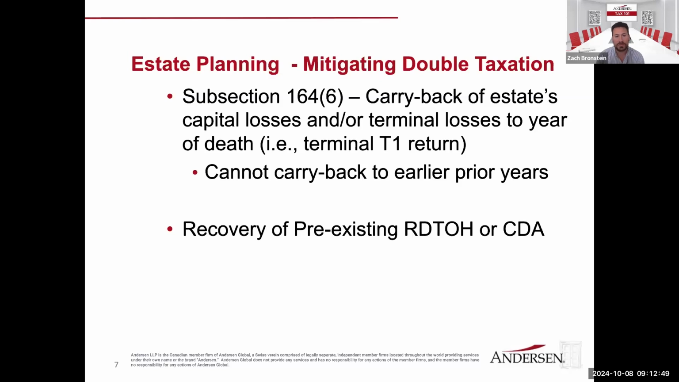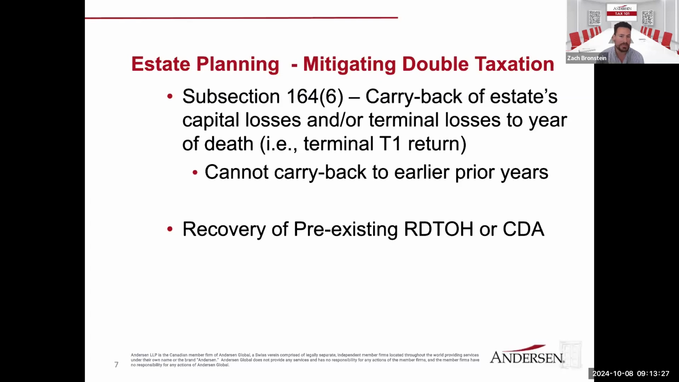And so the 164.6 loss carryback is a tax planning point and election that allows for the estate to carry back that loss against the capital gain on the final personal tax return, which is known as the terminal T1 return. And so that capital loss no longer becomes stranded in the estate. Instead, it can be utilized against the capital gain on death due to the deemed disposition. So at least one of those tiers of tax now gets eliminated.